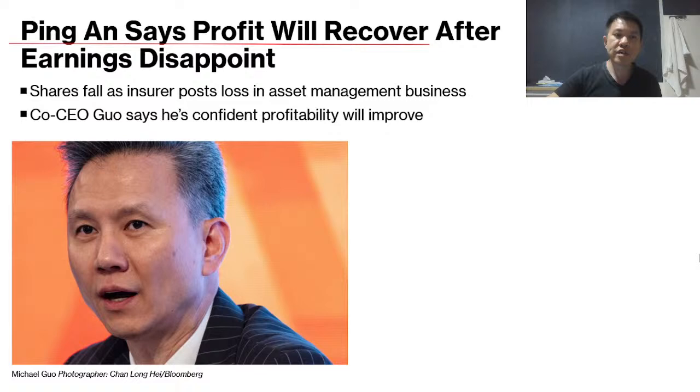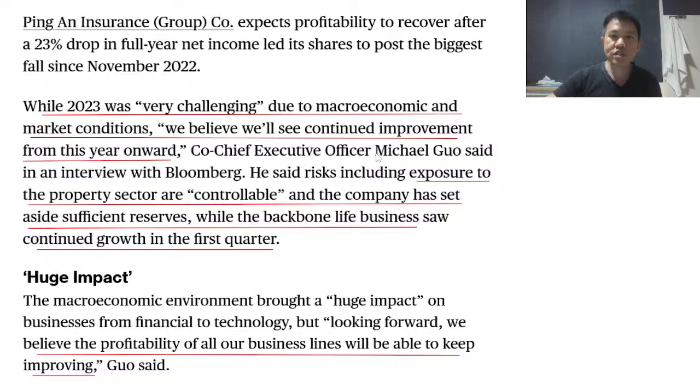So the management, one of the co-CEOs, Michael Kuo, went on Bloomberg for an interview. So this is quite interesting. So Ping An says that profit will recover. So that's a very strong statement. They say that in 2024, the earnings will be better than 2023. So the co-CEO Michael Kuo said that while 2023 was very challenging due to macroeconomics and market conditions, we believe we will see continued improvement from this year onwards. So in 2024, we will see a recovery. Exposure to the property sector is controllable, and the company has set sufficient reserves. So yesterday I shared with you their investment property is just less than 5% only. So I'm not too worried. Oh, but the portfolio is super huge.